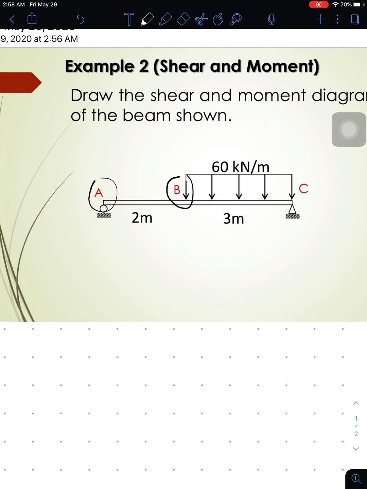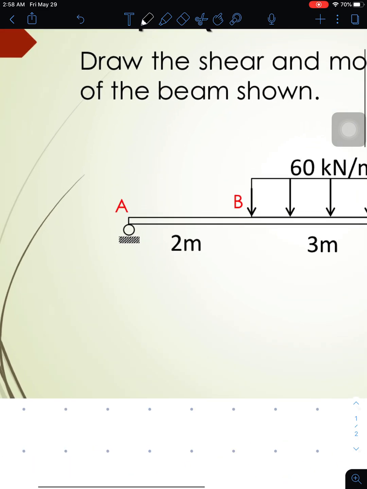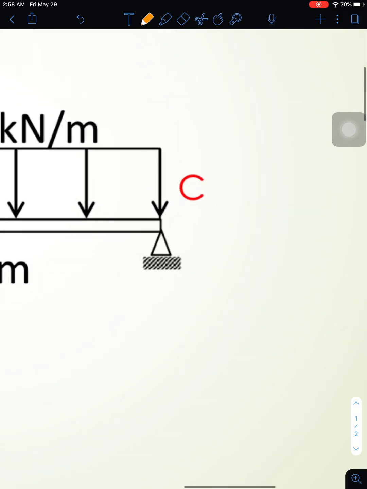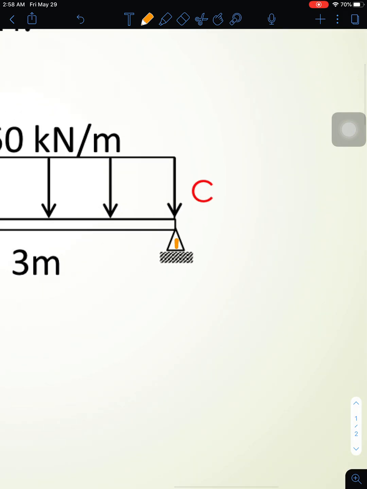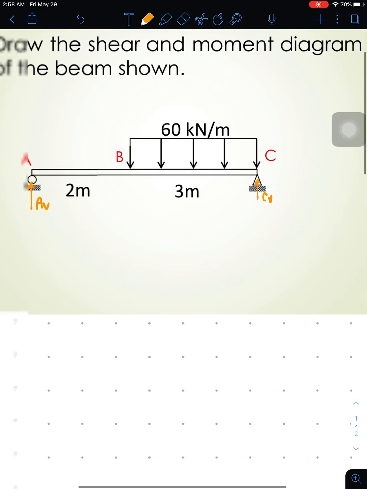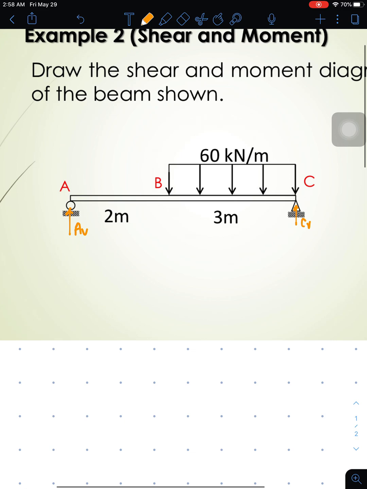Okay, so at point A there is a roller. So let's provide a reaction here. This is A vertical, and at point C I will just place C vertical. Anyway, horizontal has nothing to do with the shear and moment diagram.